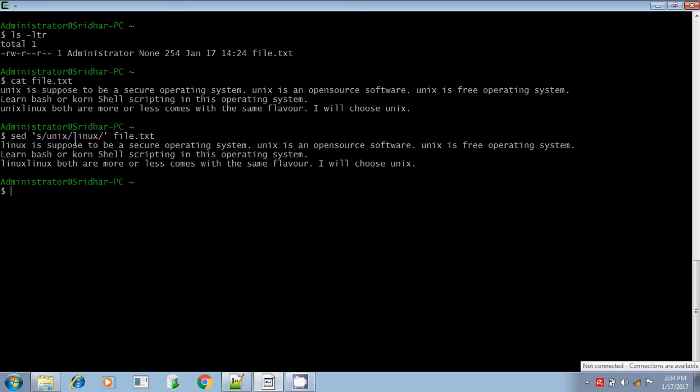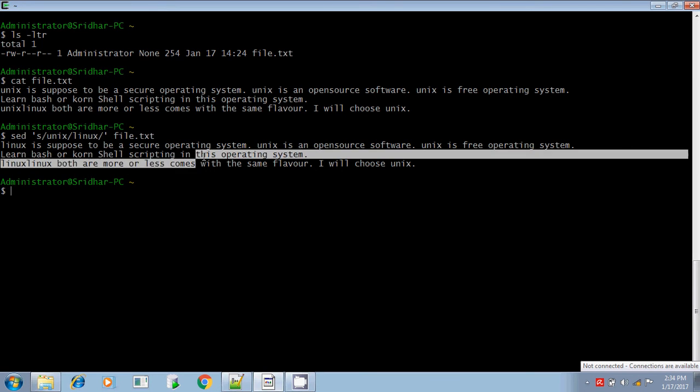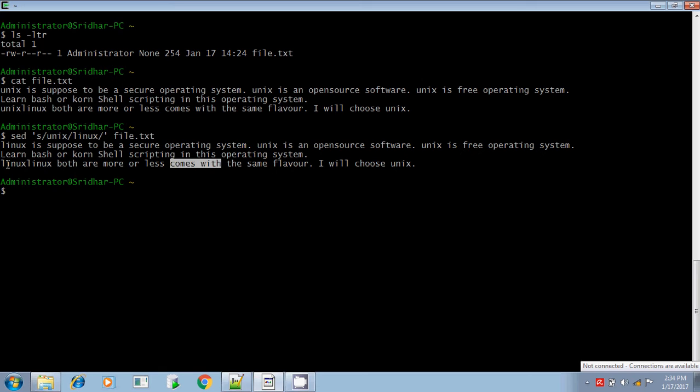If you see, I didn't give any parameter here, so the leftmost instance is replaced, and the second matching instance is not replaced, and the third one is also not replaced. Coming to the second line, there is no matching pattern, and the third line, the leftmost matching instance is replaced, and the second one is not replaced.